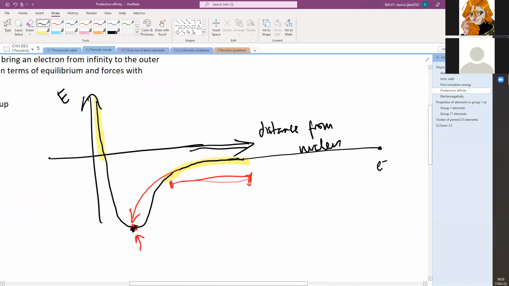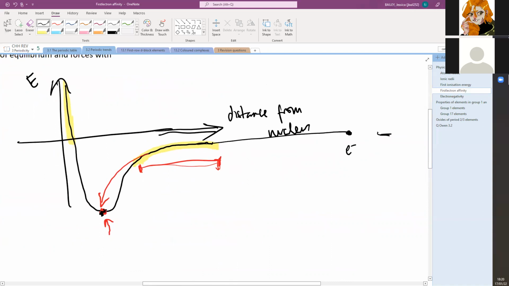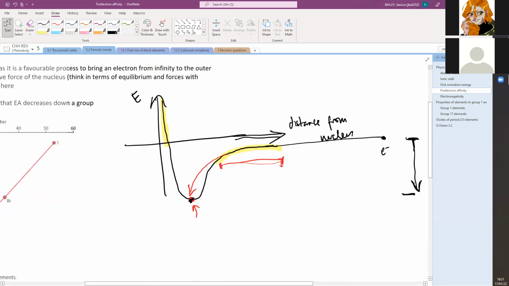See how my energy change, if I refer to my y-axis, this is the initial energy of the electron, and that's the final energy because it's gone into that divot. Since it's done this process, it's effectively lost energy, and hence we call it an exothermic process because I'm releasing energy as I go from a higher energy to a lower energy. So that's what electron affinity is all about.